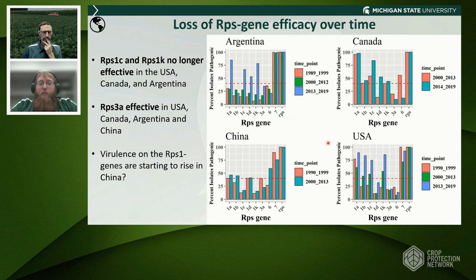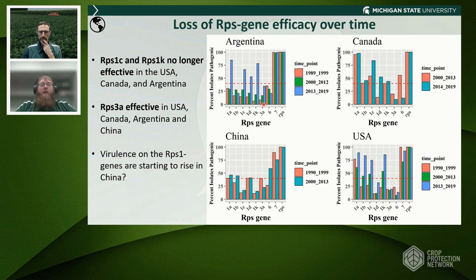Likewise, similar story with the RPS gene efficacy over time. Same as we found in Michigan, we're seeing that RPS1C and RPS1K are no longer effective in the United States, Canada, and Argentina, while RPS3A does appear to be effective in the United States, Canada, Argentina, and China.